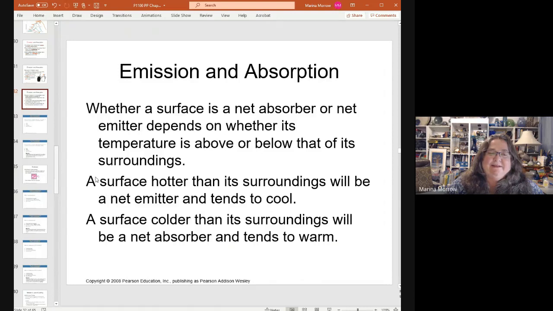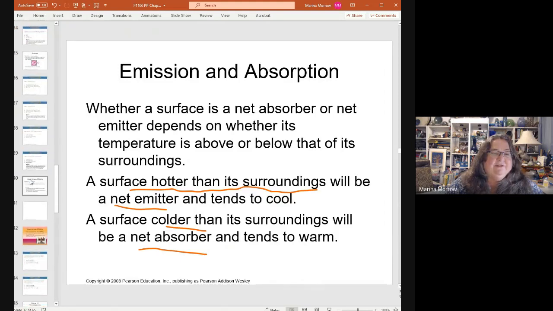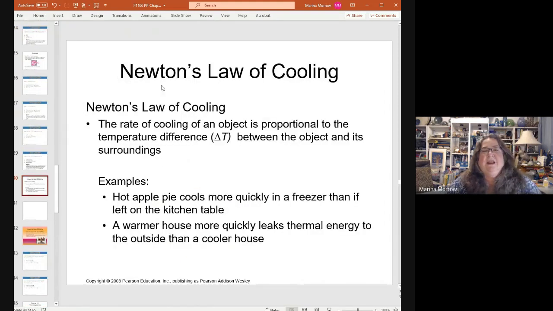Okay, so what happens is that if objects are hotter than their surroundings, they will be net emitters and they will cool. If it's colder than their surroundings, then the object will be a net absorber and it will get warmer. Okay, so what we're going to look at next is what's called Newton's law of cooling. Newton's law of cooling is the rate of cooling of an object is proportional to the temperature difference between the object and its surroundings.